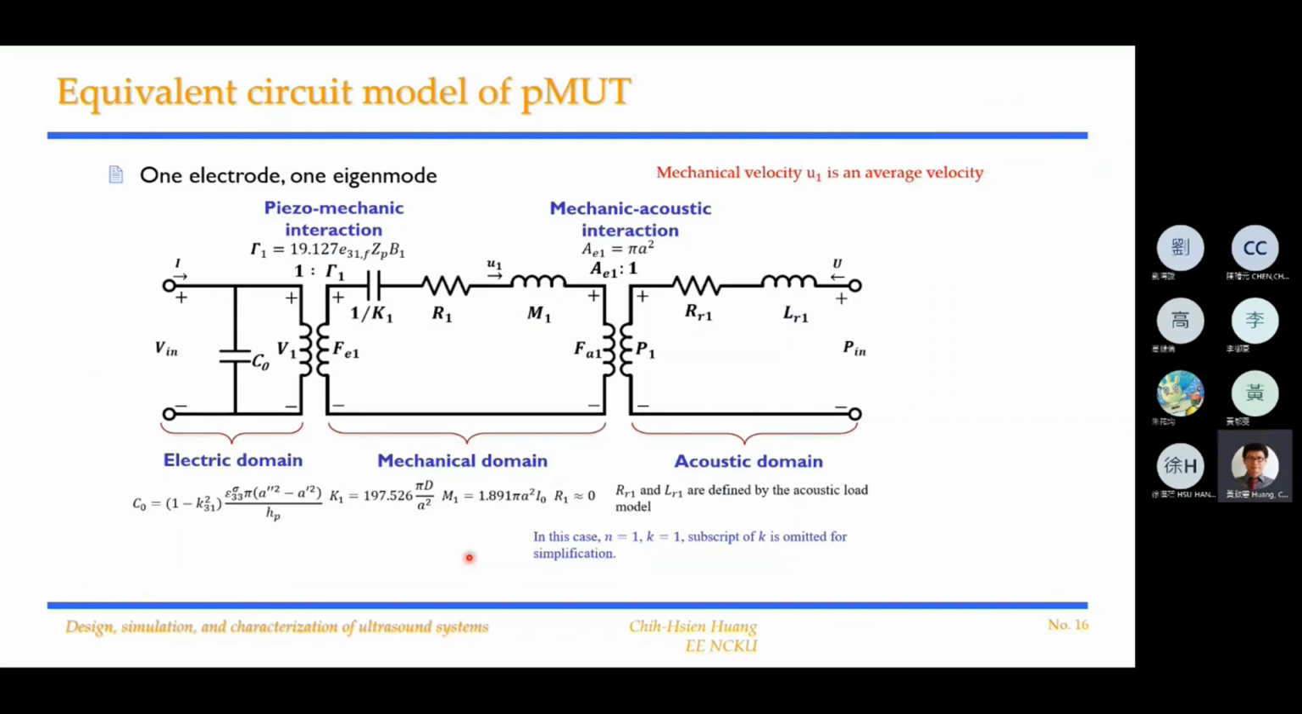So here we introduce our primary part, the circular model. It's typically for one electrode in the first mode, which is mode 01, we said. In this situation, as you can see, we have the electrical domain, mechanical domain, and acoustic domain. So we have input voltage generating the current. The converting ratio is given here, equal to a constant times the E31 effective.